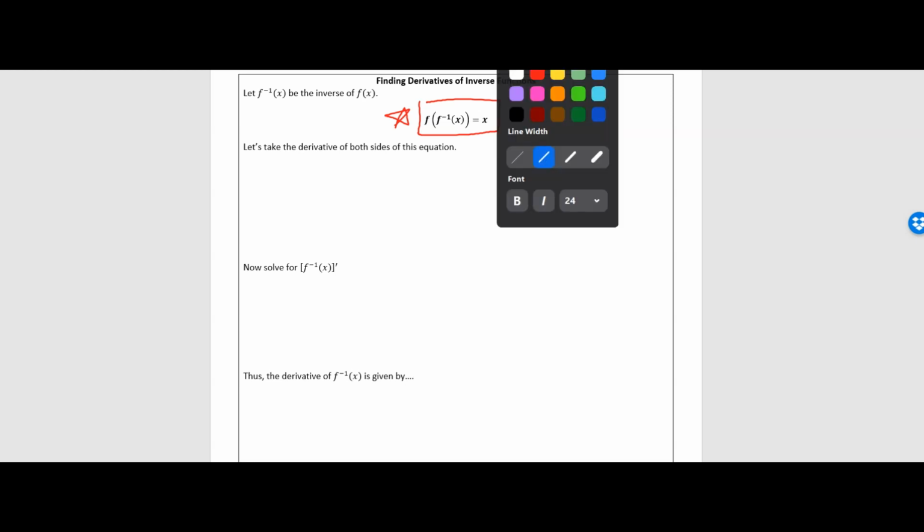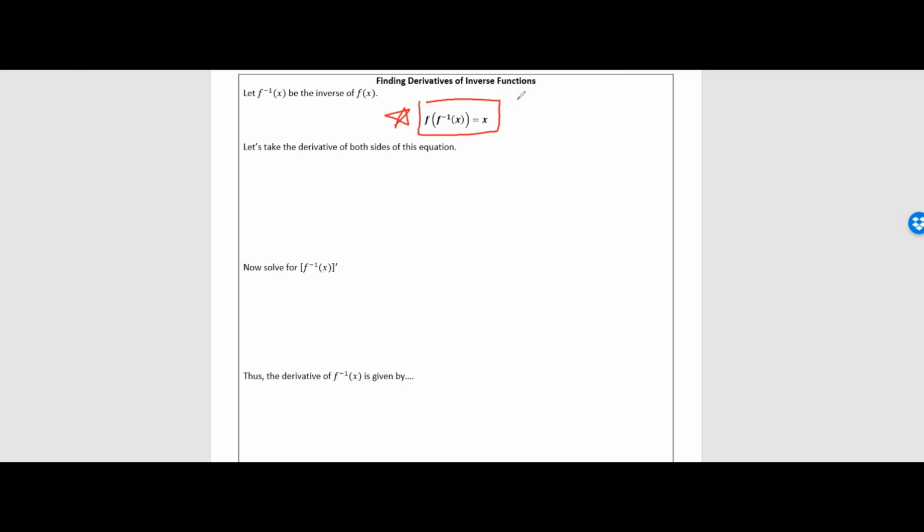To do that, we are going to start with this important relationship up here, that f of f inverse of x is equal to x. So we start with something that we know is true. Now what we're going to do is take the derivative of both sides. I'm going to do this over here just because I have the most space. So I'm going to do d dx of f inverse of x is equal to the derivative, so d dx of x.